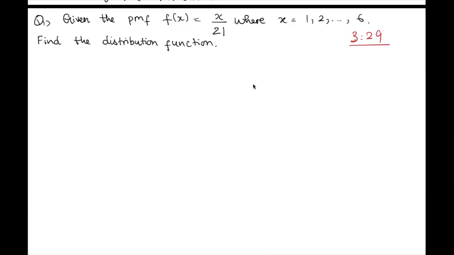Yes, distribution function is a CDF. The lowercase f, this one is a PMF. And they're asking you to find the uppercase F. So for the PMF, we can draw a PMF table based on what they gave us.